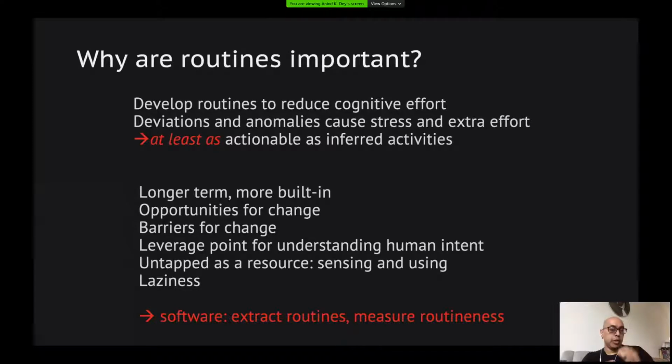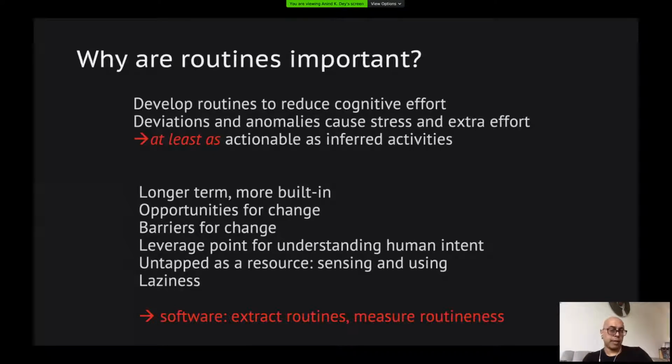Routines can be an opportunity for change, because if you can show someone that they have a negative or perceived negative behavior over a particular length of time, then by making their routines transparent to them, they can say, oh yeah, I see that there's an opportunity for change here. They can also be a barrier for change. The longer lived a routine is, the harder it is to make a change to it. So it's also useful to understand our likelihood of success in making a change, assuming that behavior change is what you're aiming for. So there are really a lot of opportunities here.